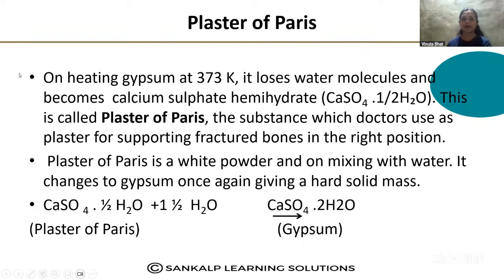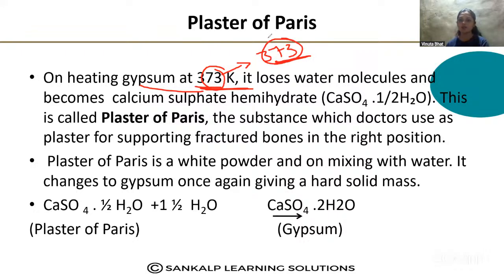Then plaster of Paris. So the common name is plaster of Paris. Okay, I hope you heard this word, plaster of Paris. On heating the gypsum at 373 Kelvin. When we convert the 373 Kelvin into degrees Celsius, how many degrees Celsius is it? Anybody? Just write down in the comment box. That is given in Kelvin. If you convert this temperature into degrees Celsius, how much will it be? That is in the ninth standard, right?